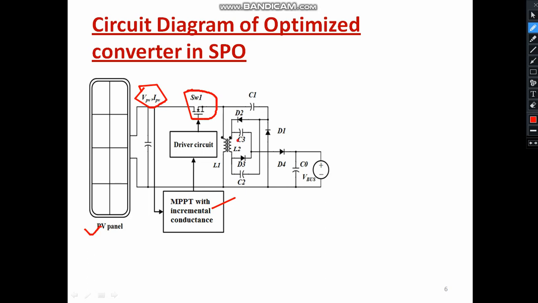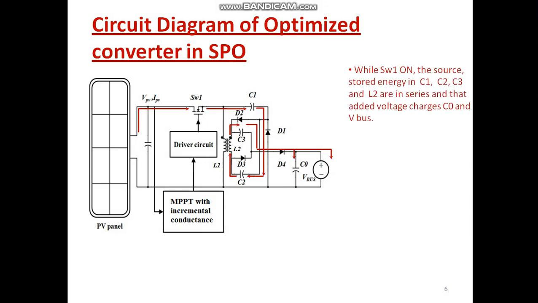Here you can see the switched capacitors C2 and C3, and L1 and L2 are the coupled inductors. C1 is the input capacitor, C0 is the output capacitor, and the diodes D1 and D4 conduct only in one direction. V bus is the voltage across the load or bus, the DC bus. So let us see how it works.